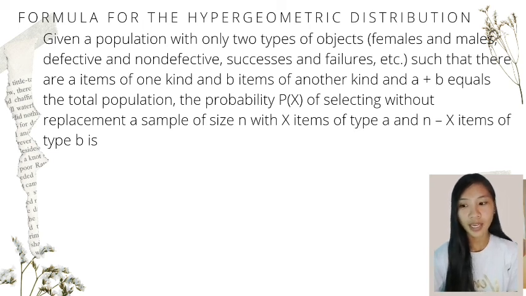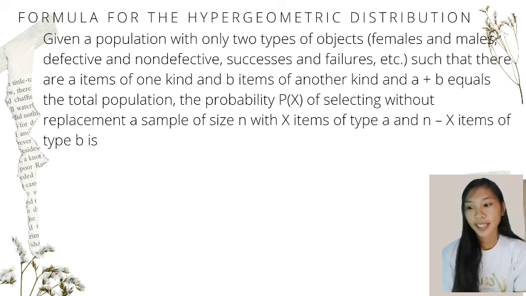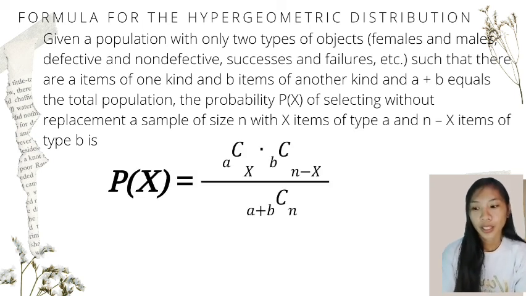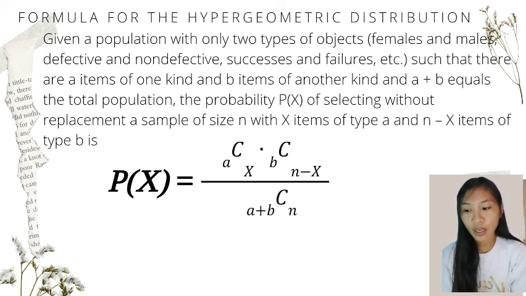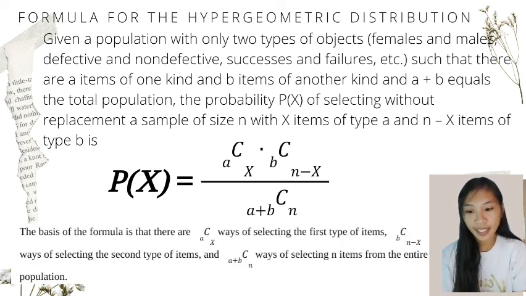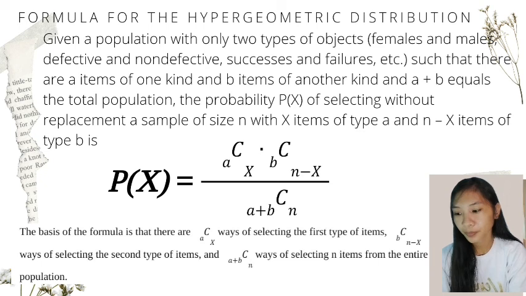items of type B is: probability of X is equal to the combination of A and X times combination of B and N minus X over combination of A plus B, which is equal to the total population, and N, which is the number of trials. Also, X here is the number of successes in N trials.